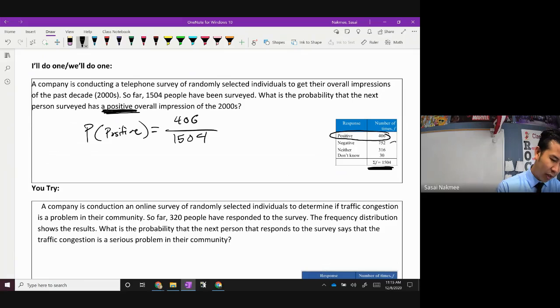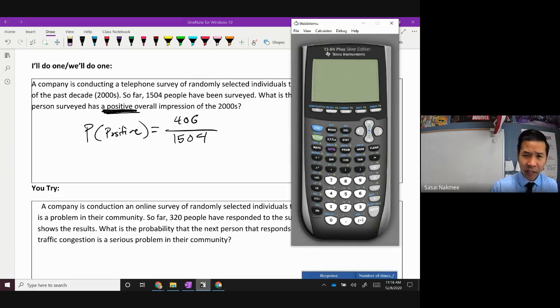So it looks like a lot more people were negative than positive, and there were the people who said neither, and then there were 30 people who said, I don't know. So you can see that the percentage would be kind of low, and you just plug this into your calculator if you want to get an actual percentage out of this, right?